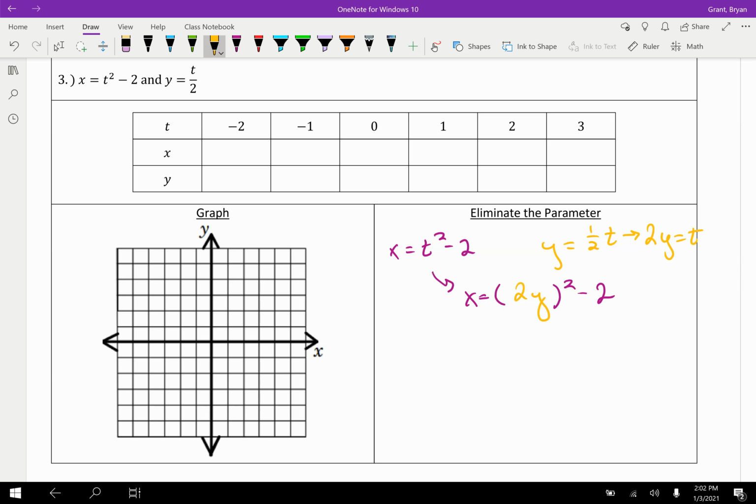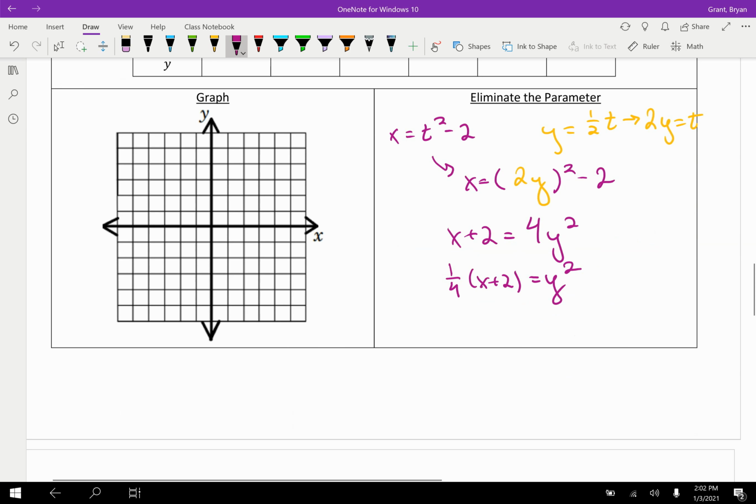Nice. And then I think we should probably isolate y again. So we add 2 to both sides, like so. This is 4y squared, cleaning up the squared. Divide everything by 4 if you'd like, or multiply by 1/4. I actually kind of prefer that. So we can see it's 1/4 times x plus 2 equals y squared. And then last but not least, take the square root of everything. Square root of 1/4 is 1/2, and then this becomes the square root of x plus 2.